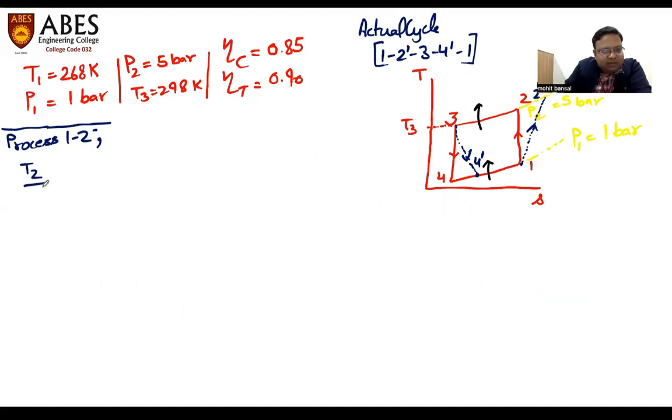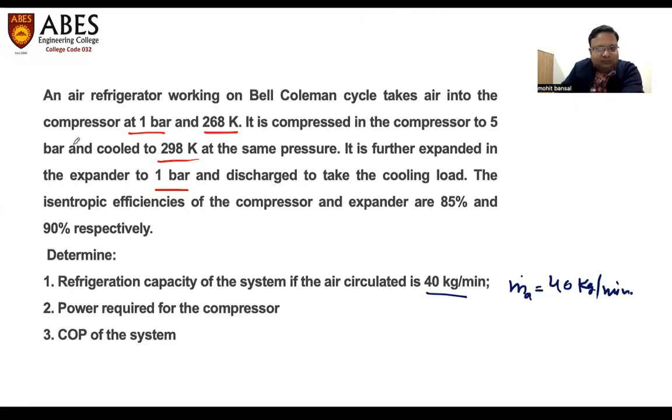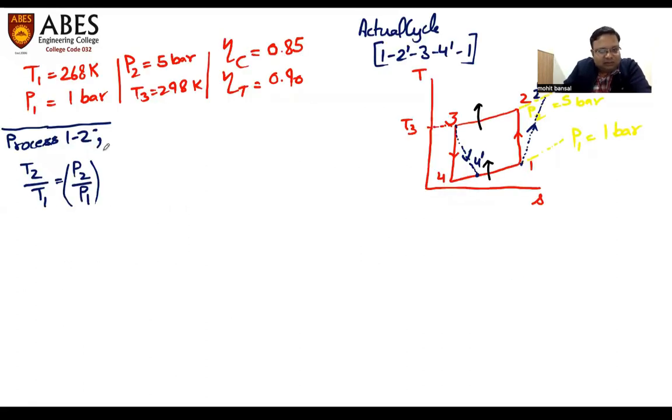we will use this thermodynamic relation: T2 by T1 is equal to P2 by P1 raised to power gamma minus 1 by gamma. Sometimes in place of gamma, it shows polytropic compression with the relation PV raised to power n equal to constant. Now it is not given to us, so we'll use this thermodynamic relation, and we will find out the temperature at the exit of the compressor, T2.